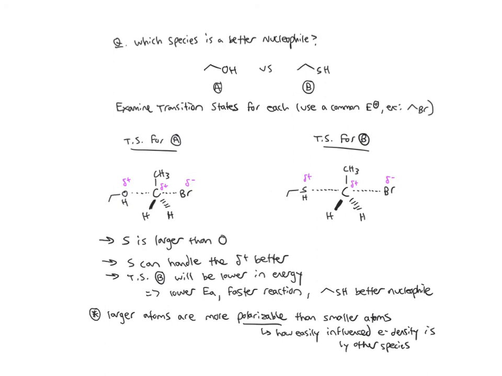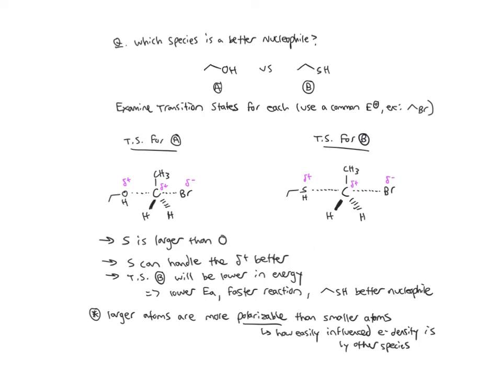So in general, we do see these larger atoms being better nucleophiles because they are more polarizable. So we could say that as well. In the transition state, we see that they're able to handle that delta plus better. Same kind of reason: these electrons are so far out from their own nucleus that the electrostatic charge just isn't felt as much, and it doesn't have as big of an effect. And so larger atoms are able to handle that delta plus better. We could also say that they're more polarizable.